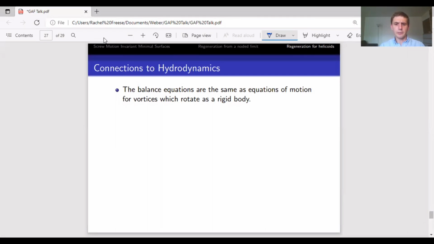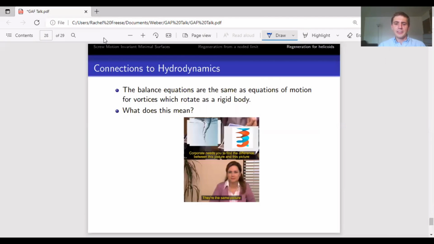So these are vortices that are rotating as a rigid body. Right, and so that kind of raises the question, right? What does that mean? Why are these related? Is it a coincidence? Are vortices the same thing as helicoids? So I think that's an interesting thing to try to look into.